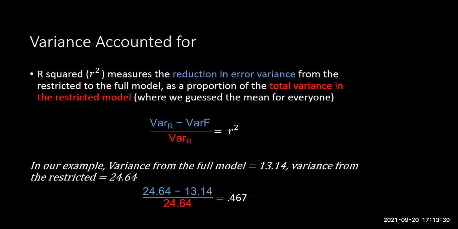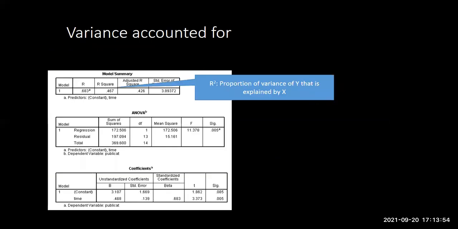So I've got our variances from our previous example. And if I plug those numbers in and run it through a calculator, I get out 0.467. And you'll see that show up right here, 0.467. The proportion of variance in Y that's explained by X.